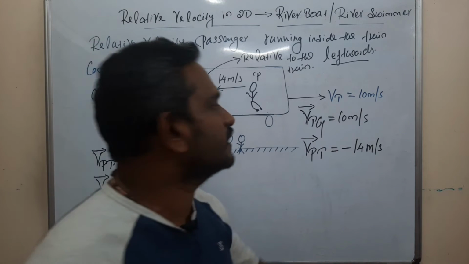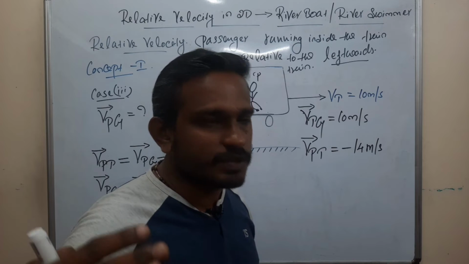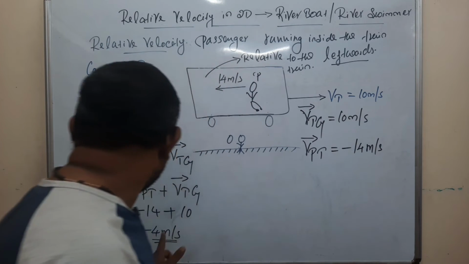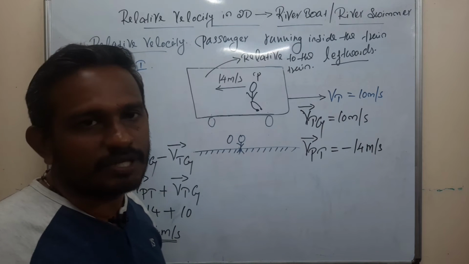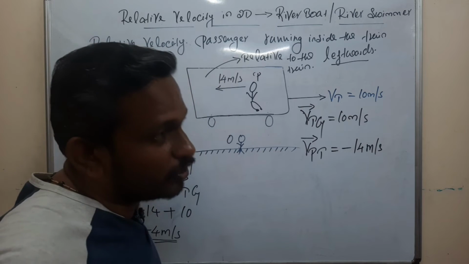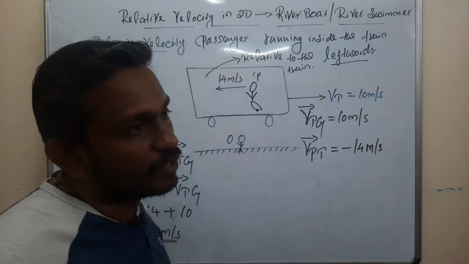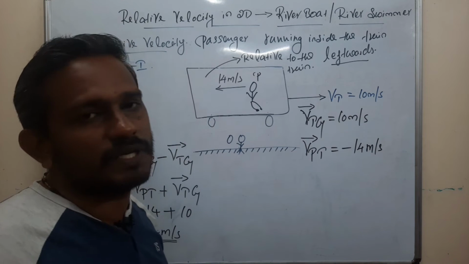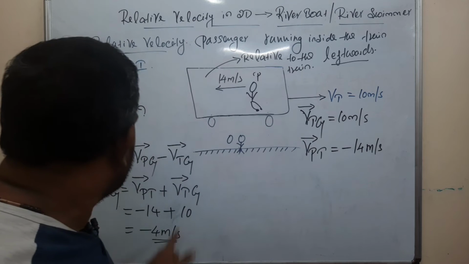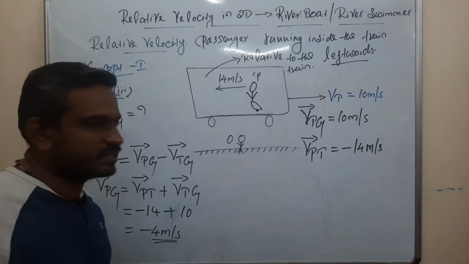So the minus sign indicates that it is moving in the leftward direction. So the passenger inside the train is moving in the leftward direction with a speed of 4 meter per second. Actually, he is inside the train, he is moving with 14 meter per second. When he is watched from the ground frame, the observer in the ground feels that he is moving with 4 meter per second in the leftward direction. So understand.